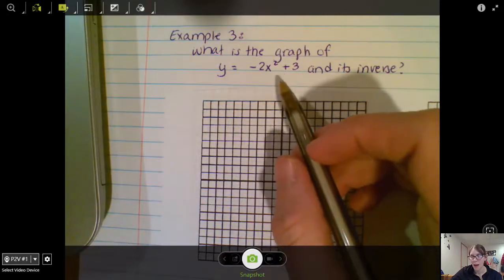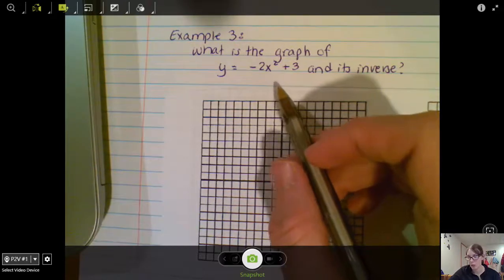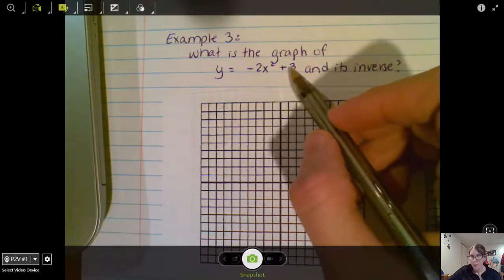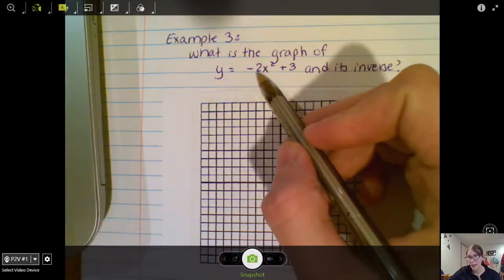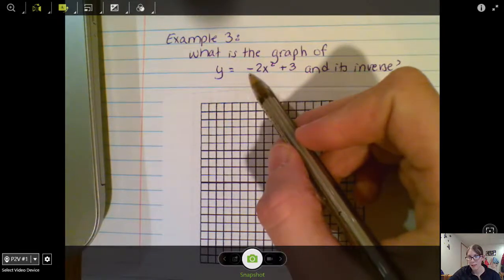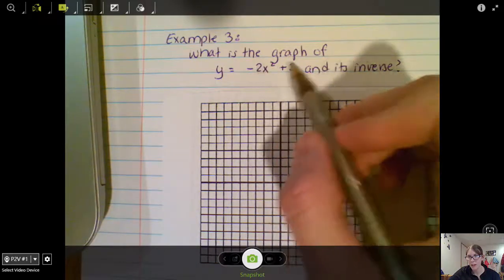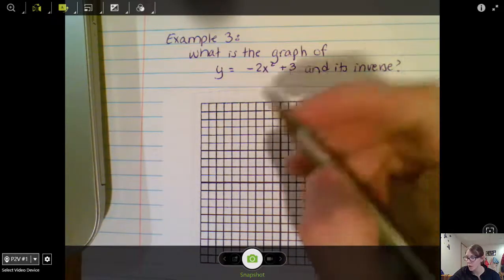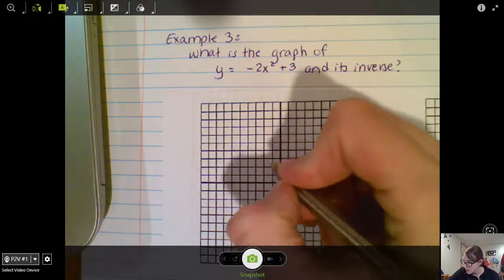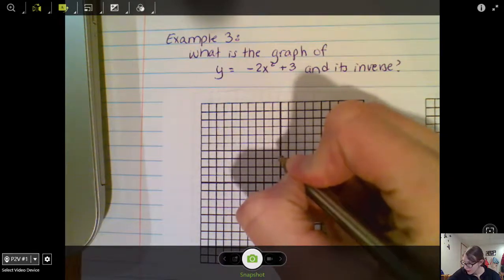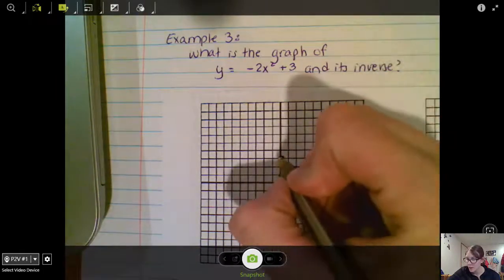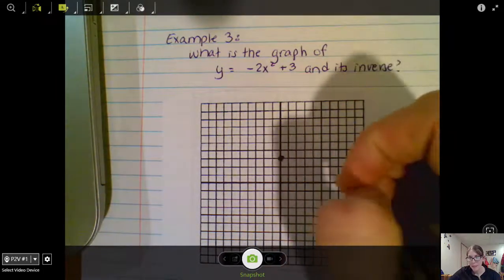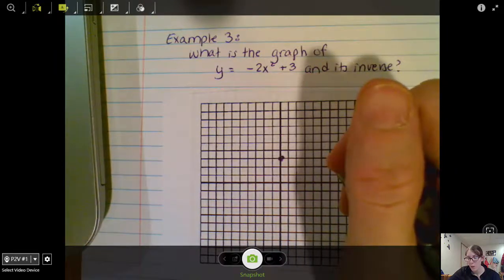Let's start off by graphing this original function, negative 2x squared plus 3. If I think about where my vertex is going to be, I have a reflection over the x-axis, a vertical stretch, and our parent function has moved up 3. So my vertex is going to be at 0, 3. This kind of brings back some of the things that we did last semester in chapter 4 with graphing our parabolas.